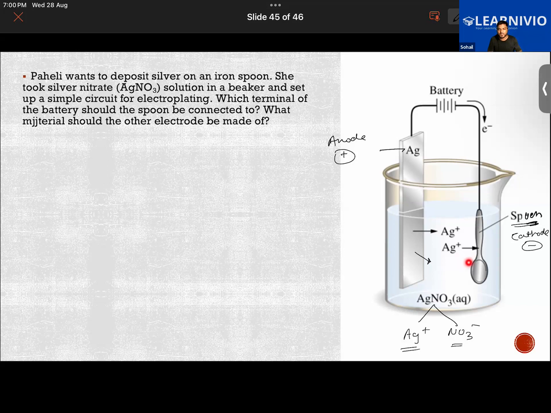Can you repeat? When electric current is passed into this electrolyte, silver nitrate is going to break into positive and negative ions, namely silver and nitrate ions. Also, the silver from the anode will start to dissolve in the electrolyte. So silver ions being positive, should they get attracted towards the cathode or the anode? Cathode.